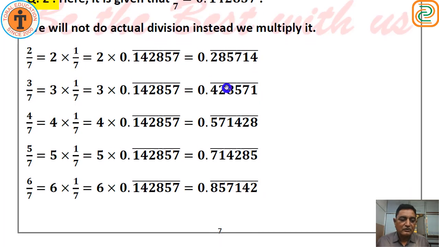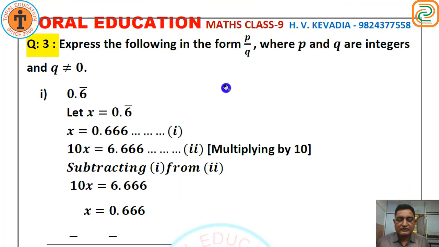Okay friends, now let's move to question number 3. Question number 3 says express the following in the form P upon Q. P upon Q means a rational number, where P and Q are integers and Q is not equal to 0. Now 0.6 bar is the first sum. If we want to convert the decimal into a regular fraction P upon Q, then what do we do?